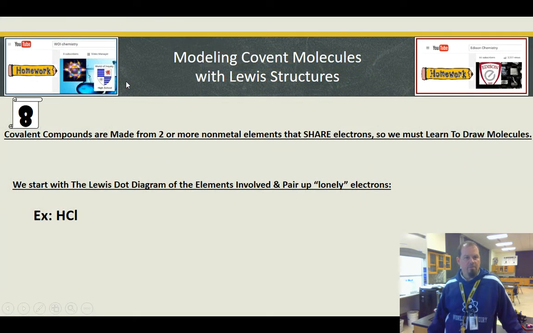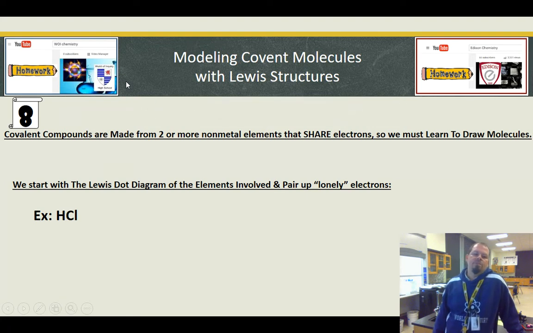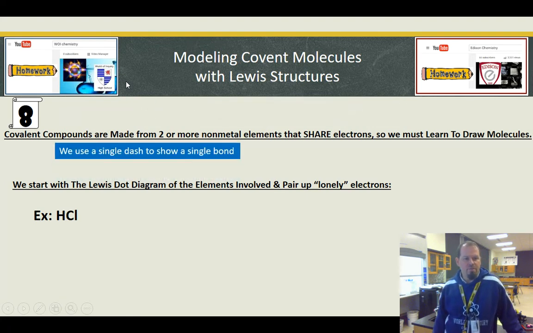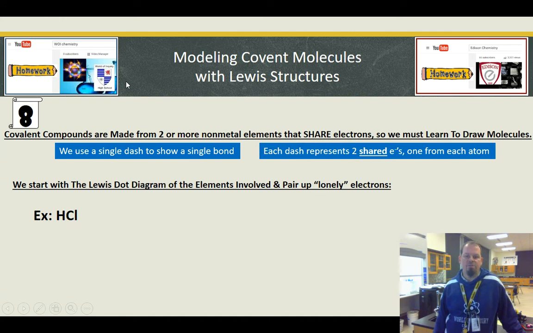First, covalent compounds: two or more non-metals. They share electrons. You may want to try these in pencil the first few times. Just saying. So first, we use a single dash to show a single bond. We need to understand this fundamentally. This dash does represent two shared electrons, one from each atom. Sometimes there are Regents questions about that.